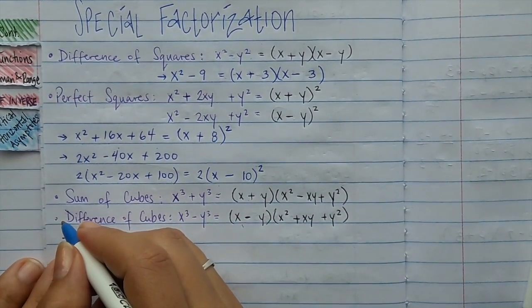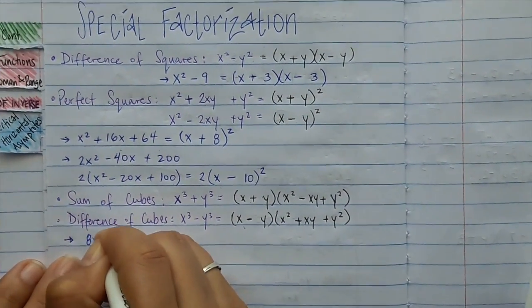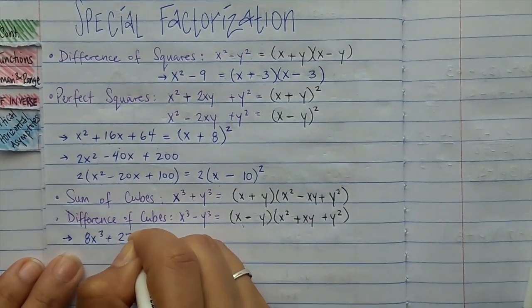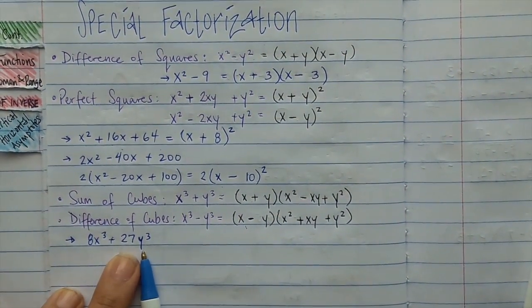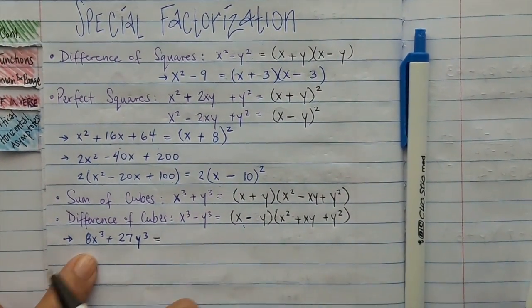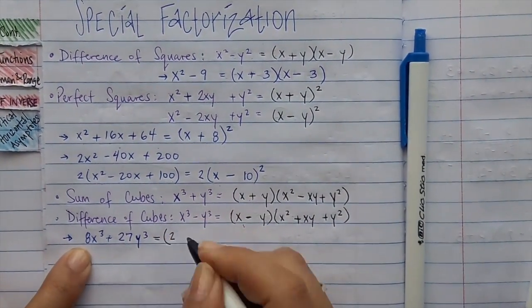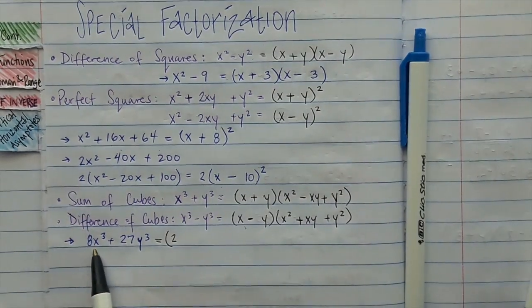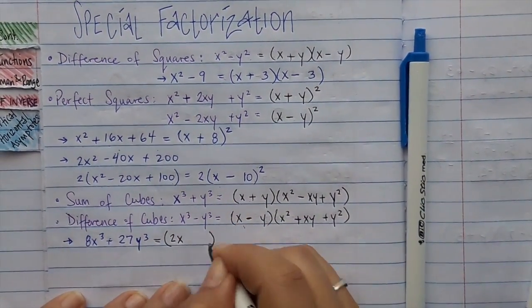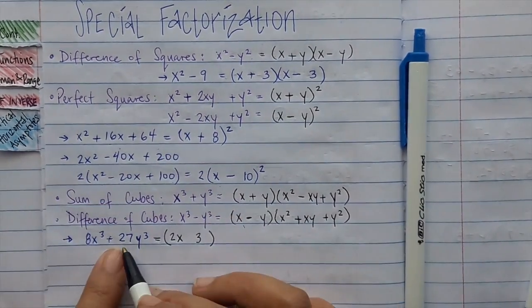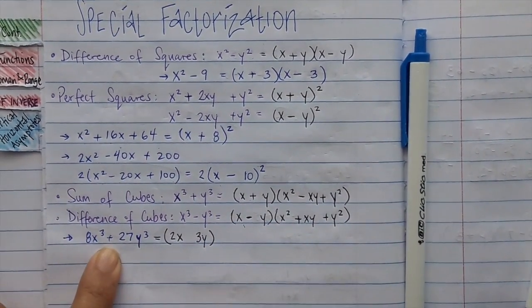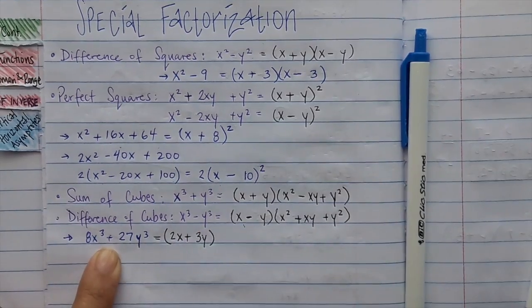So we've got 8x cubed plus 27y cubed. So again, it says, if you can take the cube root of the first thing, the cube root of the first thing is going to be 2x, and then the cube root of the second thing, then you can do the sum of cubes. Alright, cube root of 27, that's 3 times 3 times 3, which is 3. And then y cubed, keep the sign the same. Then use this to do the second thing.